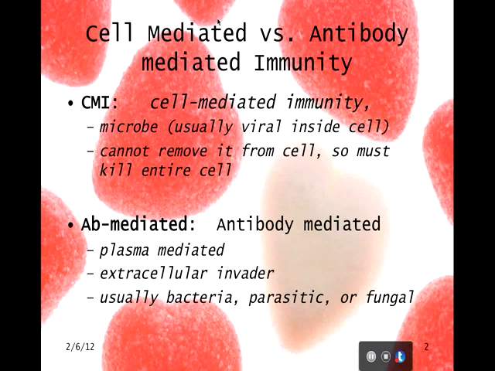We have two major categories of immune responses in the body: cell-mediated immunity, or CMI, and antibody-mediated immunity, or plasma-mediated immunity. Cell-mediated immunity is involved when the microbe is inside the cell, or intracellular. Viral infections are always intracellular, and occasionally other types of microbes will be intracellular. The body is not able to remove the invader from the cell, so the entire cell must be killed.